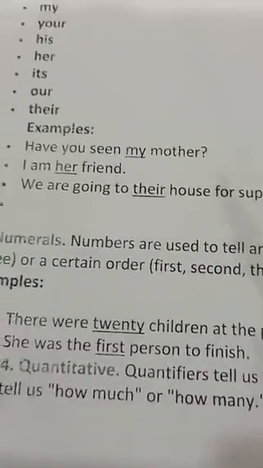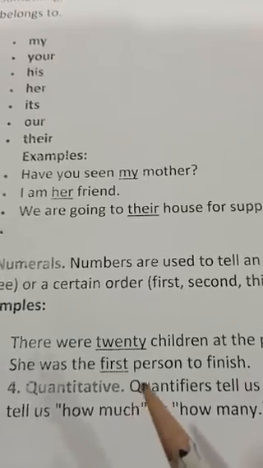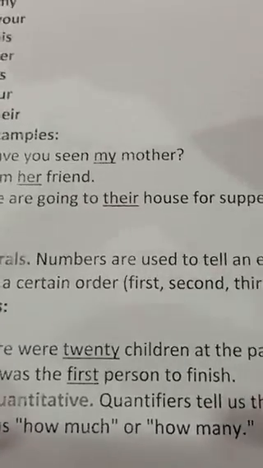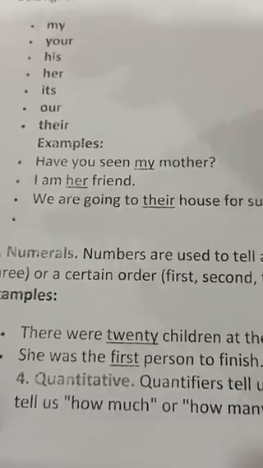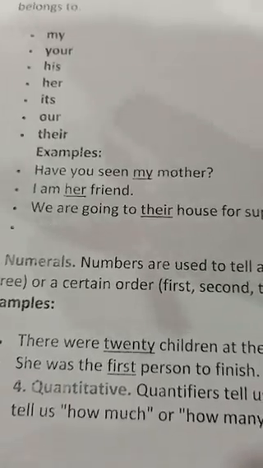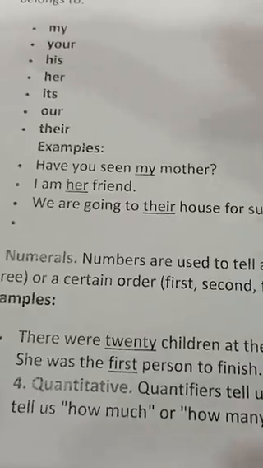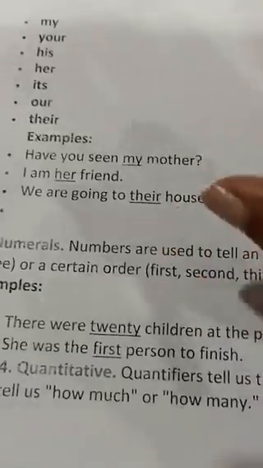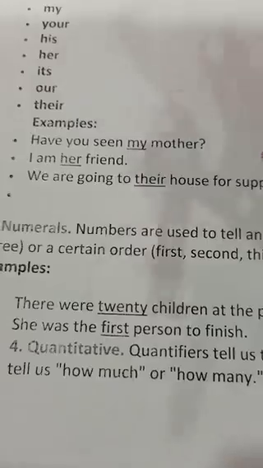Now let us go towards the numerals. Students, in numerals there are basically two kinds: one is cardinal numerals, another is ordinal numerals. Cardinal means 1, 2, 3, 4, 5, 6, 7, 8, 9, 10. These are your cardinals. Ordinal means first, second, third, fourth, last, fifth, hundredth. These are your ordinals. So every number is again a determiner.